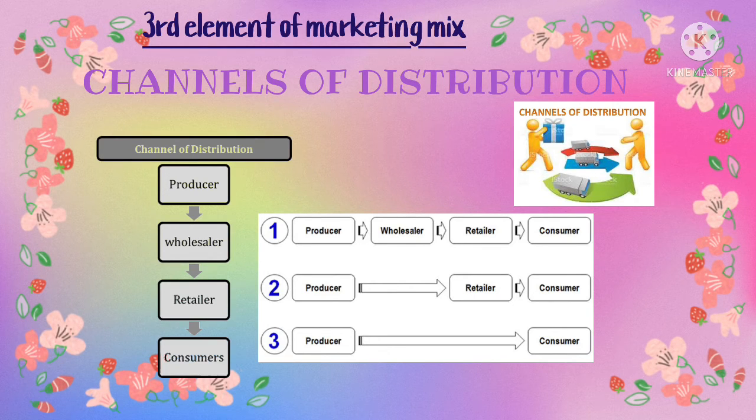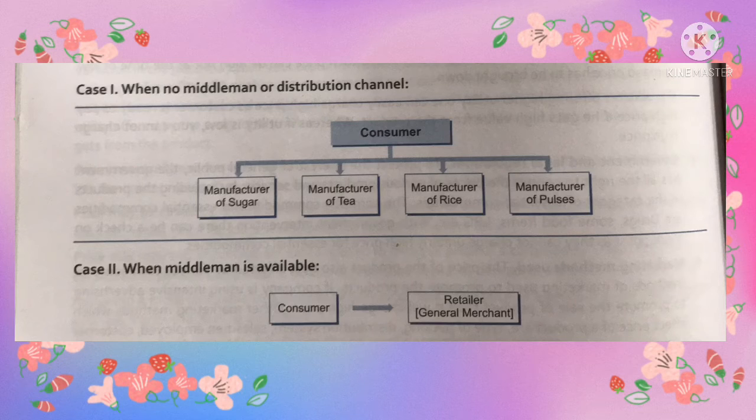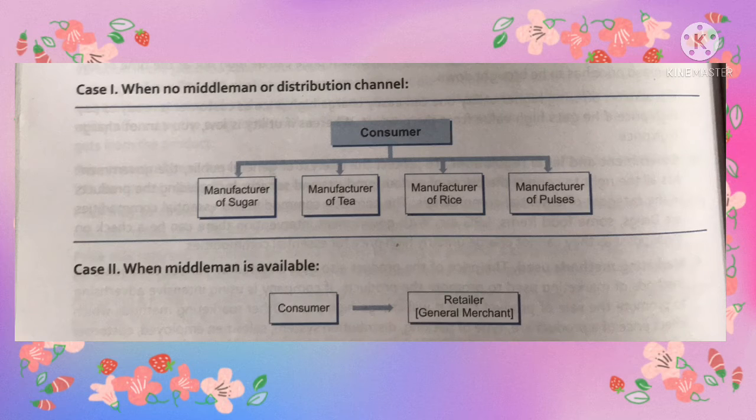The following diagram shows the situation of customers with and without a channel of distribution. For example, a consumer needs sugar, tea, rice, pulses. Case 1: when there is no middleman or distribution channel, the consumer has to go to the manufacturer where the product is produced. Manufacturer of sugar, manufacturer of tea, manufacturer of rice, manufacturer of pulses.